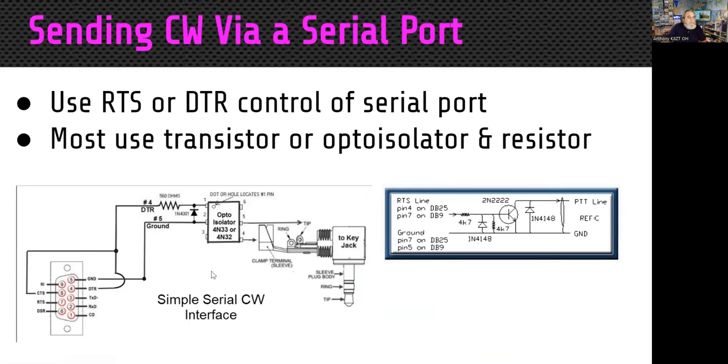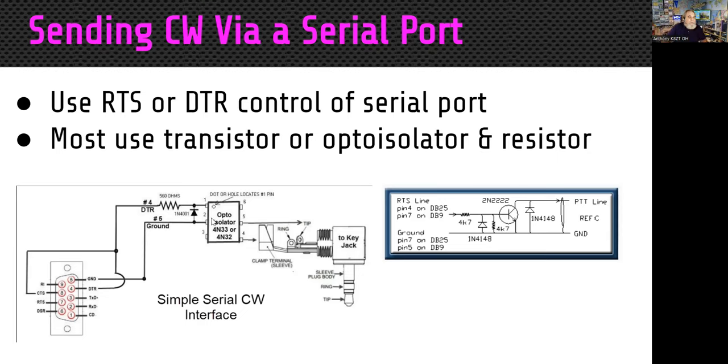Quite often we use a computer to send CW by keying our keying jack. And there's a number of ways we can do this in the old RS-232, using either the RTS or the DTR control line. Most of these little interfaces use either opto-isolators or transistors and diodes to isolate, so we don't actually put voltage on that key. We simply close the key each time.